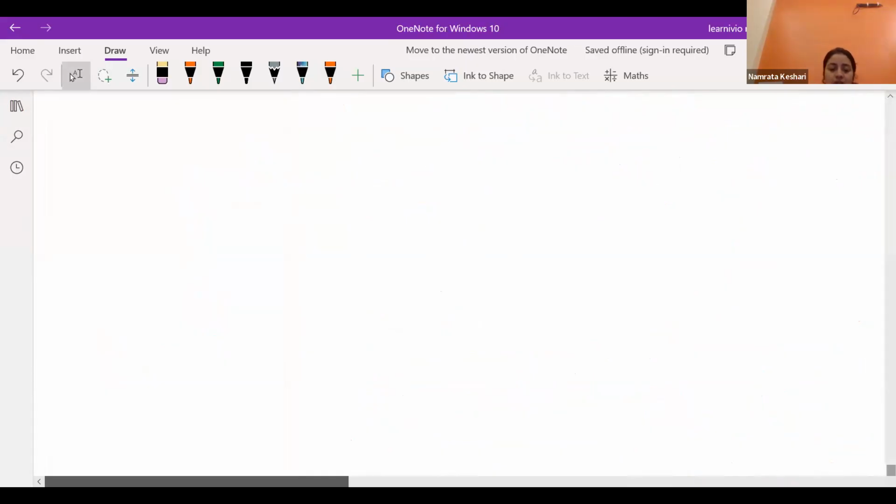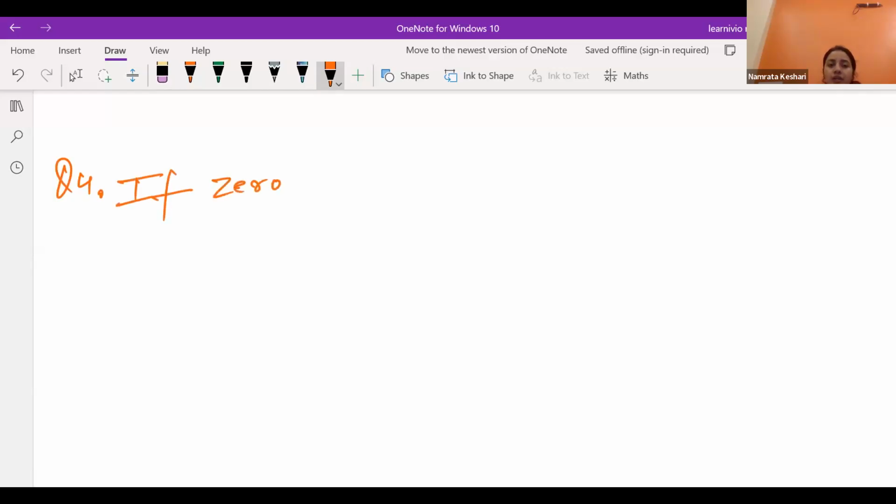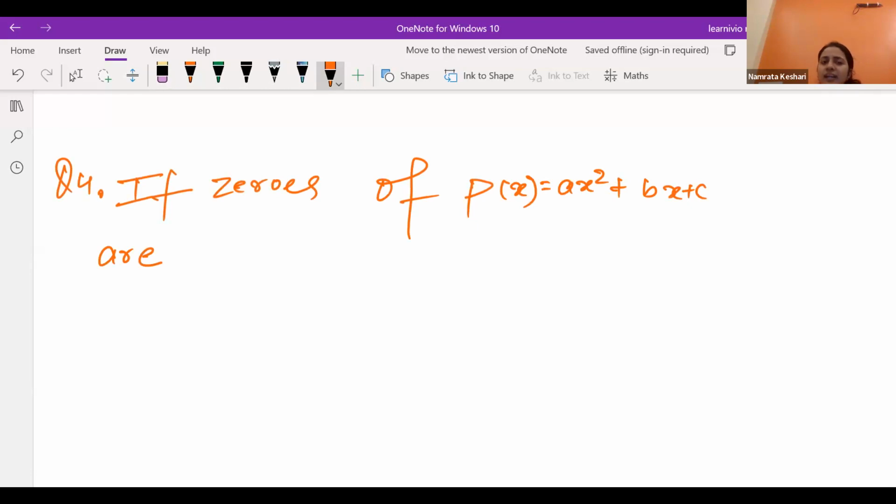Okay. This is question number 4, right? Yeah. Okay, let's do it. If the zeros of the polynomial p(x) is ax square plus bx plus c, okay, are, is it given negative reciprocal?